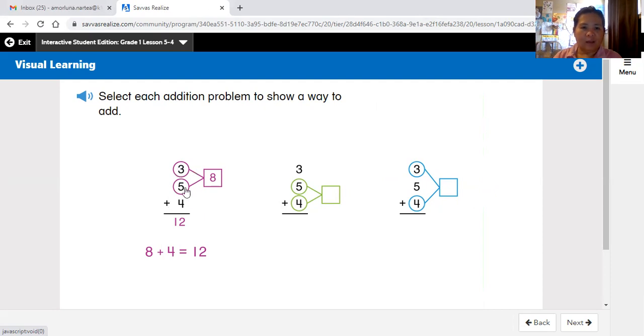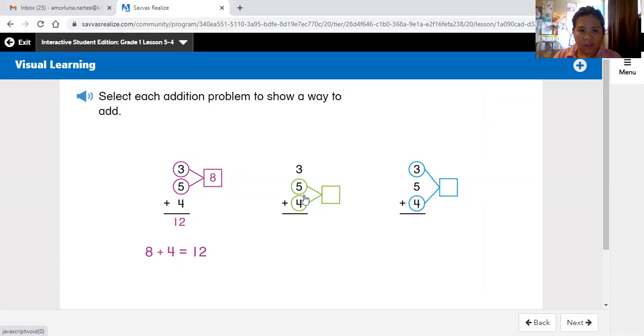We added 3 and 5, that is 8. And we have another 4 number that needs to be added to 8. That's why the answer is 12. 8 plus 4 equals 12.